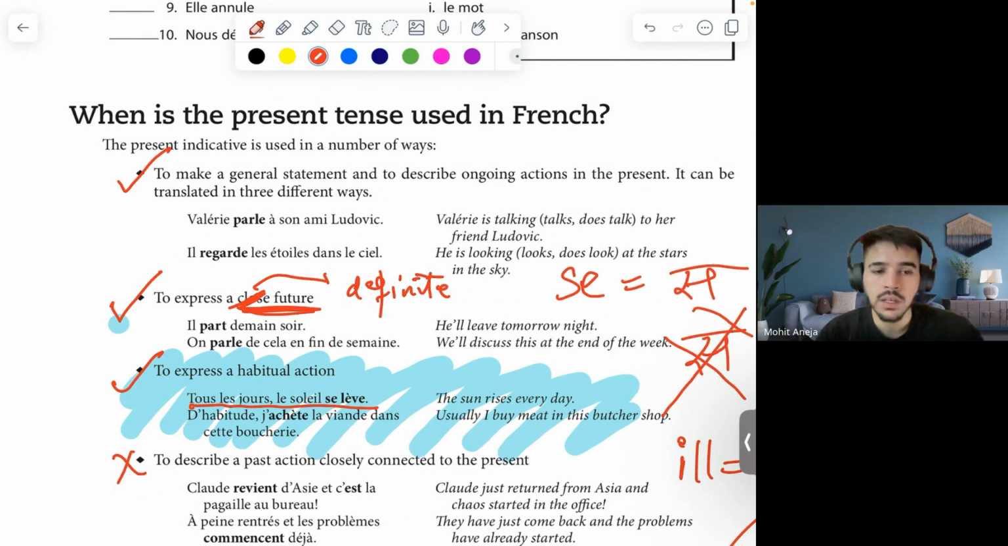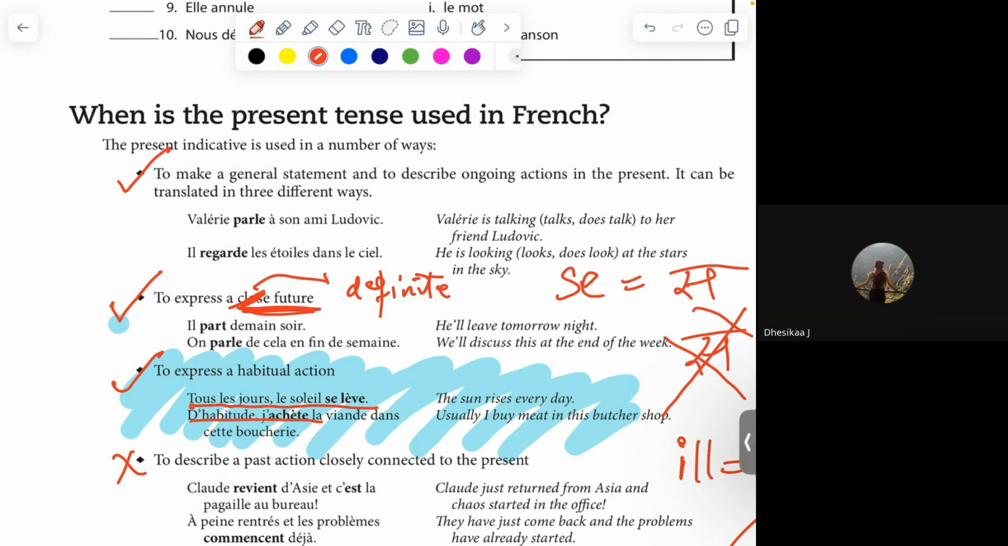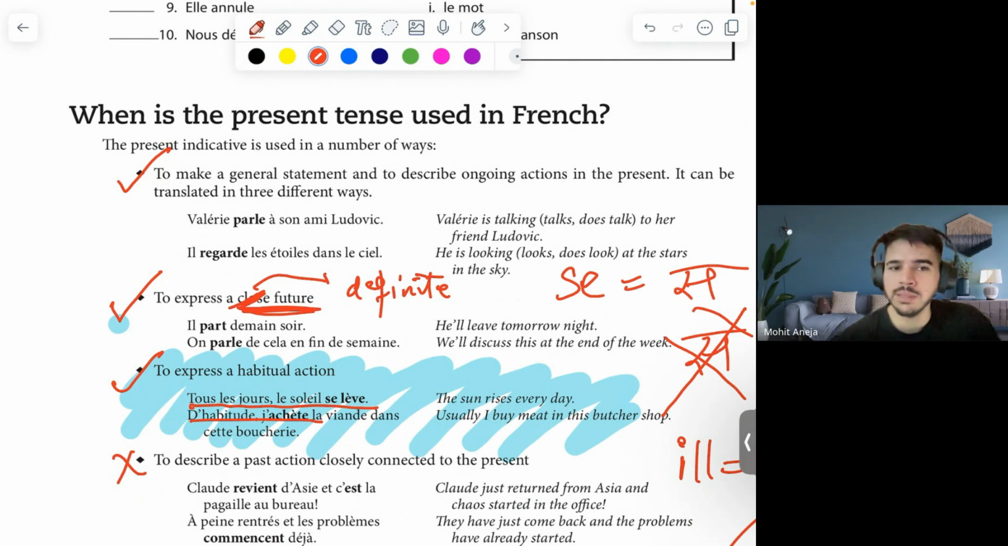Okay. Very nice. D'habitude, j'achète de la viande dans cette boucherie. Right now this is a very complicated sentence, but what I actually want you to notice is this part. J'achète quelque chose. J'achète something. D'habitude means usually. I buy meat in this butcher shop. Again, the habitual action is explained here. So which tense am I using for habitual actions? The present tense. Okay.